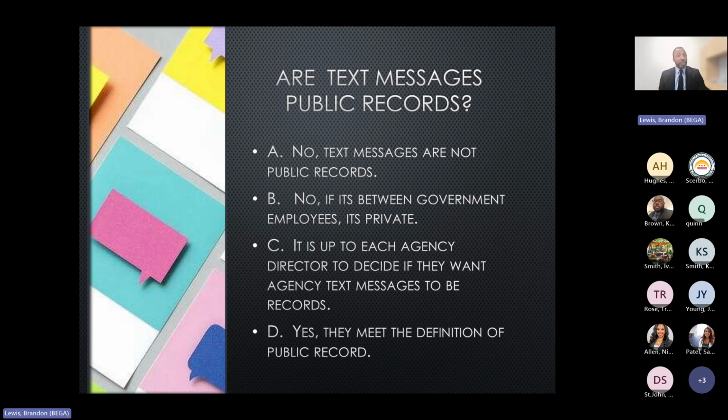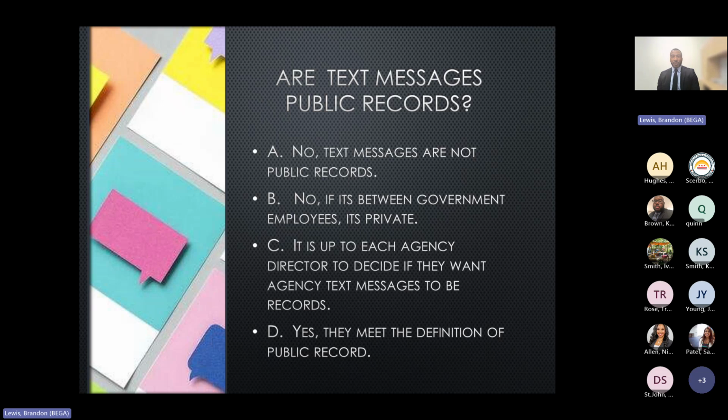So are text messages public records? And we've got a couple of options here. A, no, text messages are not public records. B, no, if it's between government employees, it's private. C, it is up to each agency director to decide if they want agency text messages to be records. Or D, yes, they meet the definition of a public record. I'll give folks a moment if they want to read, maybe put their answer in the chat.